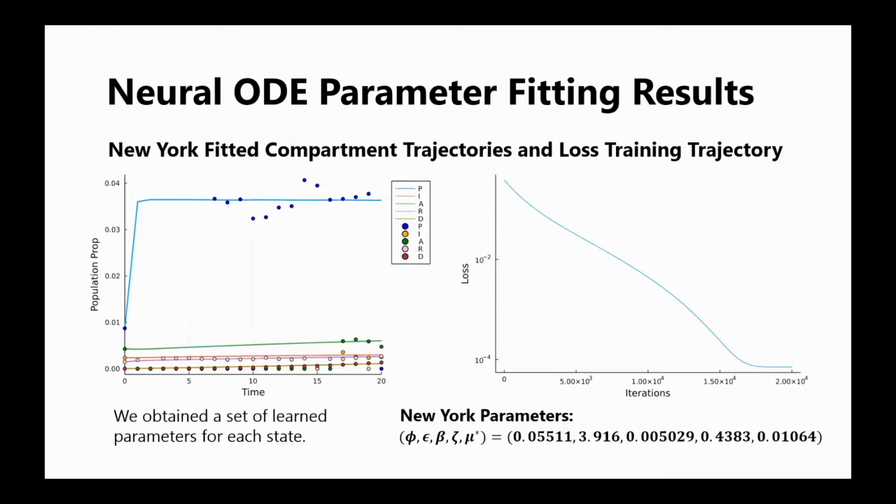And then on the right, we have a figure of how the loss progresses over 20,000 training iterations. So we can see that the loss decreases over time and then eventually levels off, which means that the model is fitting pretty well to the data. So after training, we were able to obtain a set of learned parameters for each state. And we can see the parameters for New York below, which I interpret more in my thesis.